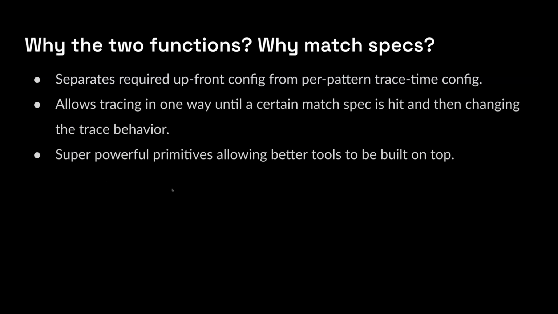And if you care about API design, you might ask, why are there two functions and why are match specs involved? This all seems kind of complicated. And I think the reason is to separate the necessary upfront config from things that you might want to do per pattern. So you can set multiple trace patterns and treat them kind of differently using match specs, but it's honestly, for my taste, too complicated.